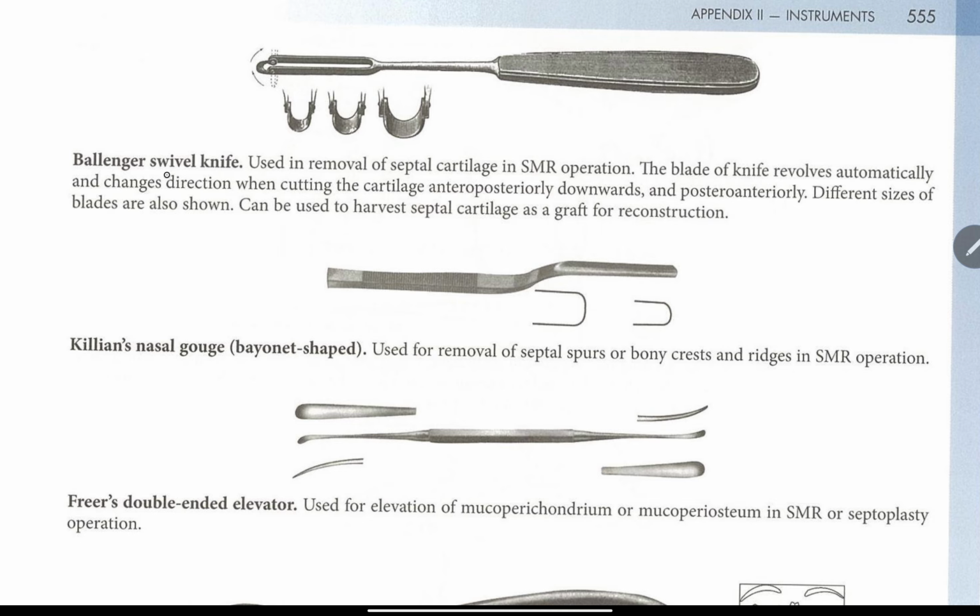Ballenger swivel knife is used in removal of septal cartilage in SMR operation. The blade of the knife revolves automatically and changes direction when cutting the cartilage anteroposteriorly downwards and posteroanteriorly. Different sizes of blades are also shown. It can be used to harvest septal cartilage as a graft for reconstruction.